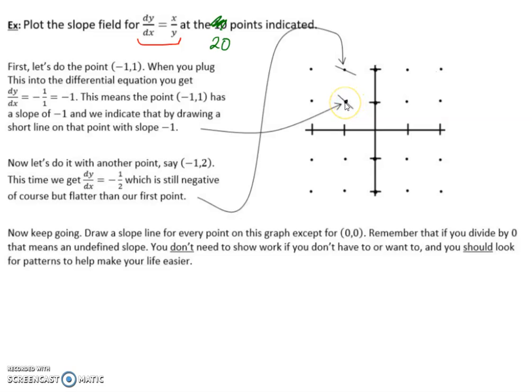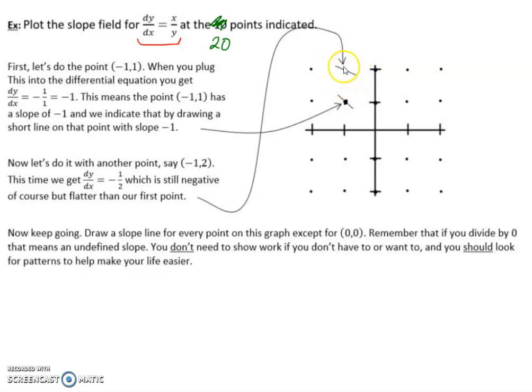So this point right here is the point -1, 1. And if you put -1, 1 into this expression, you get -1 over 1, which is -1. So that little slope is a slope of -1. This point here is -1, 2. So if you put -1, 2 into that expression, you get -1/2. So that slope is -1/2.